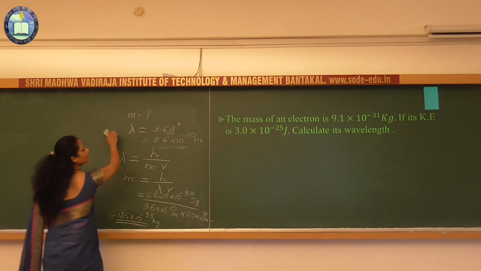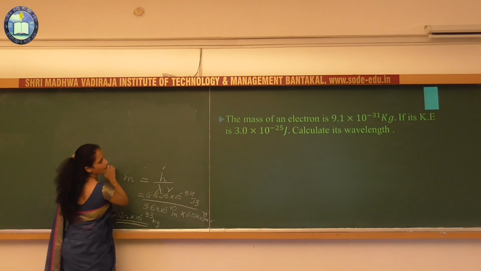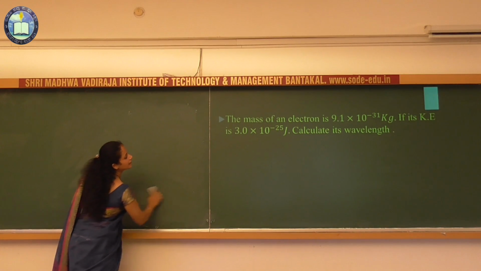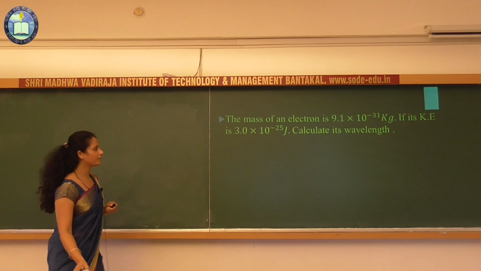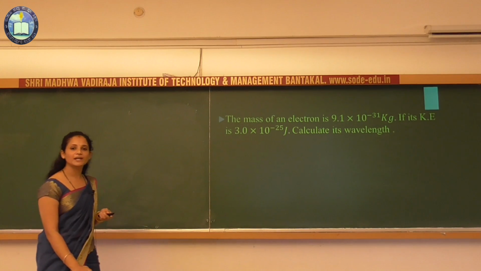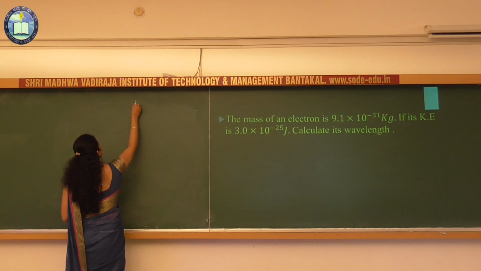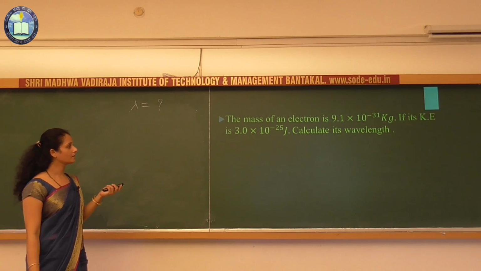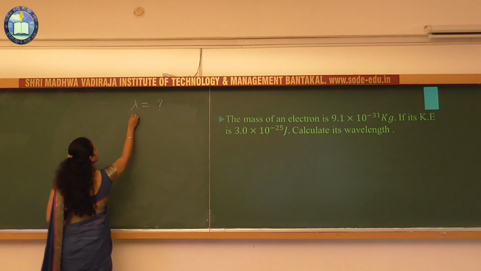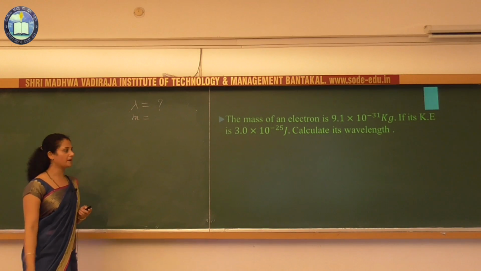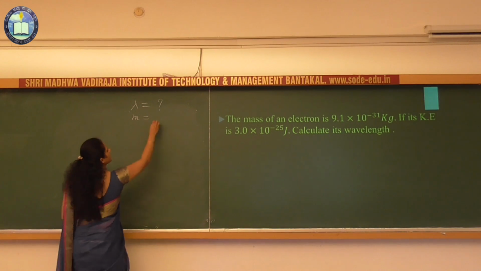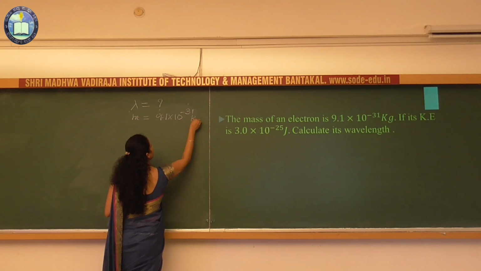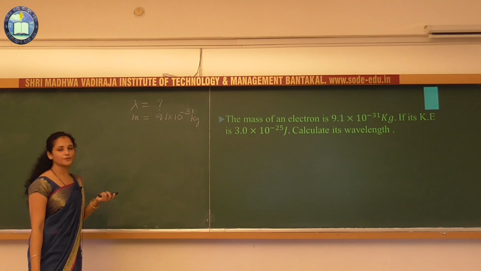Next problem. Mass of an electron is 9.1 into 10 to the power minus 31 kg. If its kinetic energy is 3 into 10 to the power minus 25 joule, calculate its wavelength. Again, de Broglie's wavelength must be calculated. Lambda is how much? What was given here? Mass of the electron, a microscopic particle. Its mass was given as 9.1 into 10 to the power minus 31 kg.